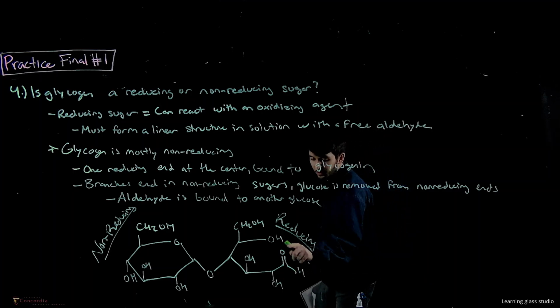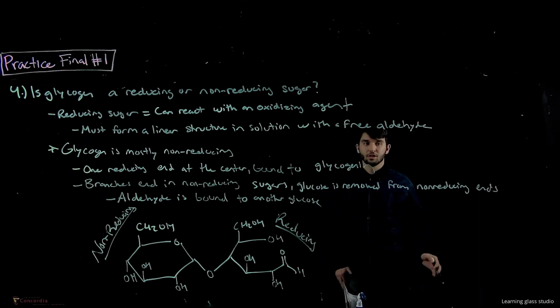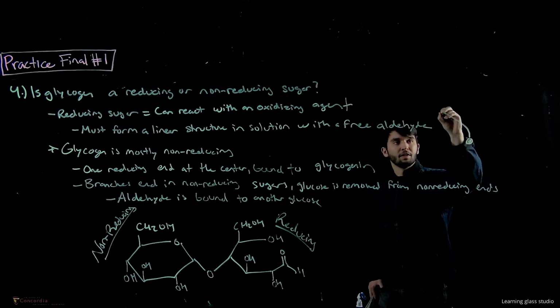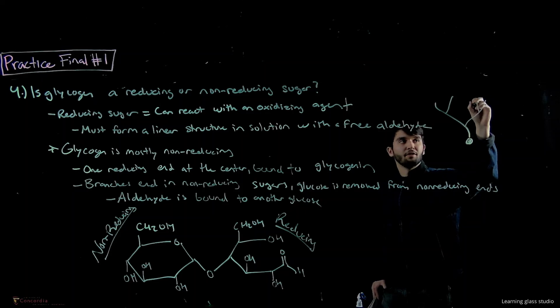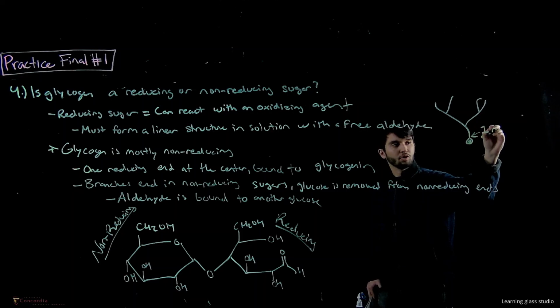So this is what an aldehyde looks like, okay? And then this aldehyde can interact with an oxidizing agent, which is something like water or phosphate that can donate some electrons and increase the number of bonds there with oxygen, okay? So glycogen is actually mostly non-reducing. However, there is one reducing end at the very center of glycogen. So glycogen, remember, looks like this. So essentially we have lots of branching chains coming off of it. However, at the center, you have one reducing sugar.